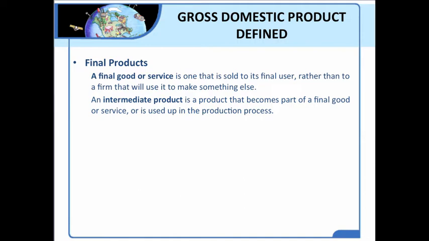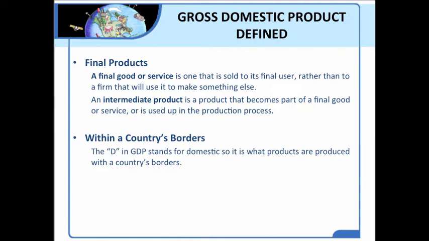Intermediate products are not counted in GDP because they are already included in the dollar value of the final good. When you buy a cell phone, which is a final good, the price you pay includes the value of all the intermediate products used to make the phone. The computer chips, the display screen, the plastic casing, the software. If we counted these intermediate products in GDP as well, we would be double counting them.